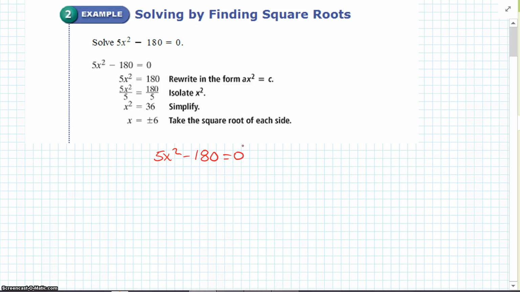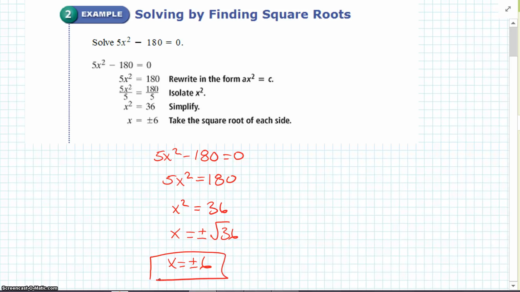Okay. I'm just solving with one variable. Let's add it to one side. 5x squared equals 180. Divide each side by 5. X squared equals 36. Square root each side. X equals plus or minus the square root of 36. So x equals plus or minus 6. Okay. Again, the variable is only in one term, so isolate the variable and solve.